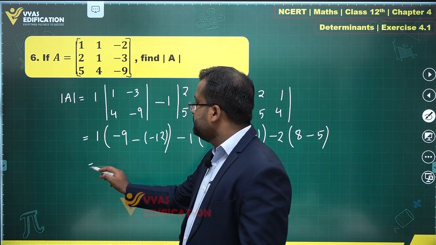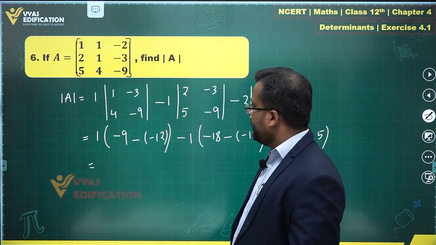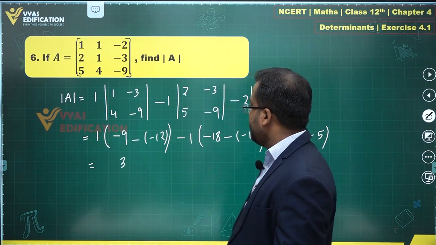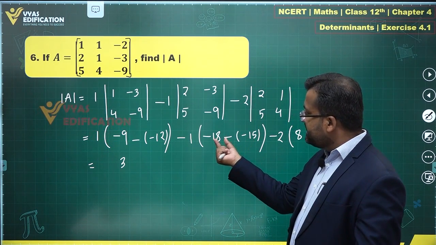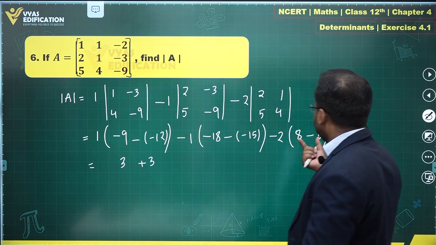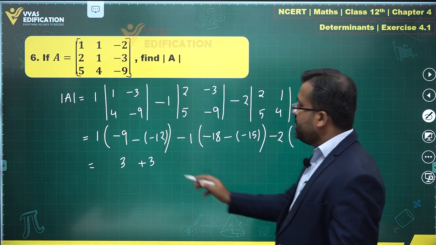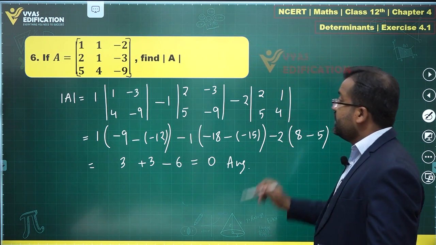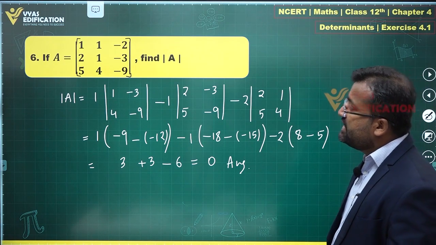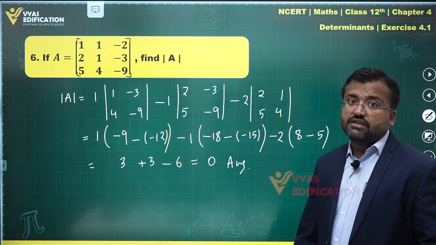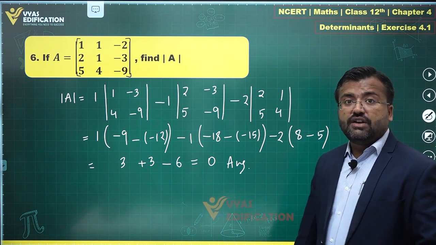Next, 1 is okay. Let's forget about this. This is plus 12 minus 9. 12 minus 9 is 3 multiplied by 1. What is this? This is 15 minus 18, which is minus 3 times minus 1 is plus 3. And this is 3 times minus 2 is minus 6, and the overall value is 0. As you can clearly observe, the overall value is 0, and this is the value of this determinant. Is that all? Yes. Moving on to the next one after this.